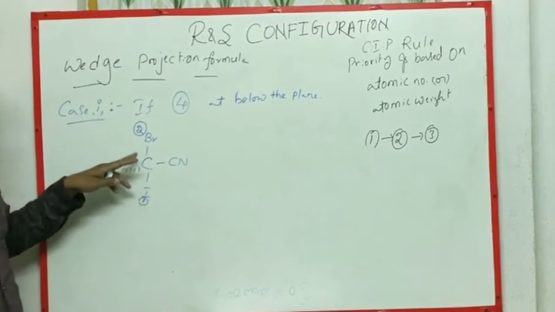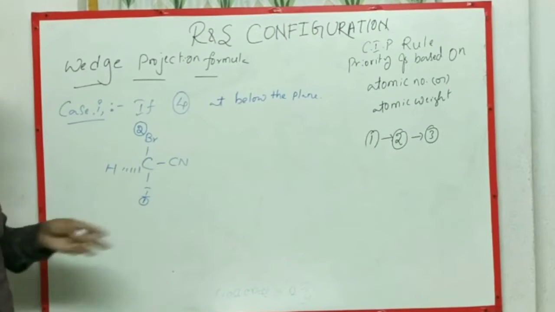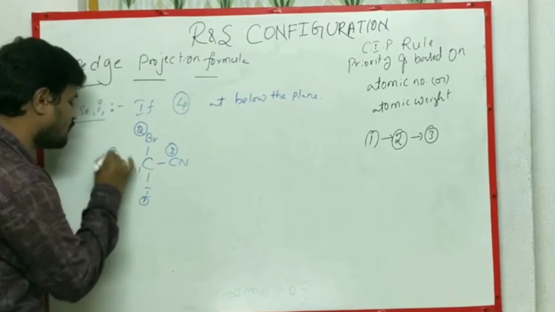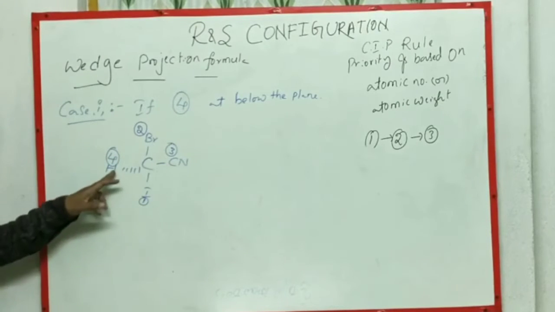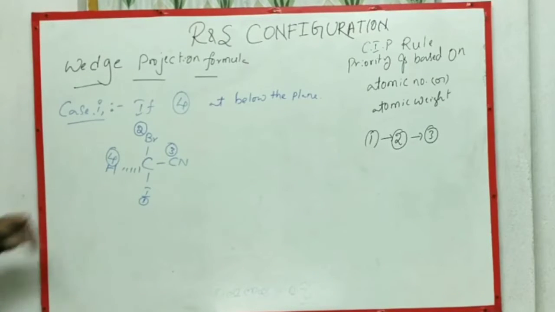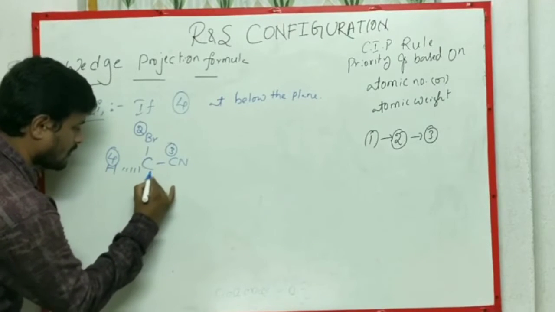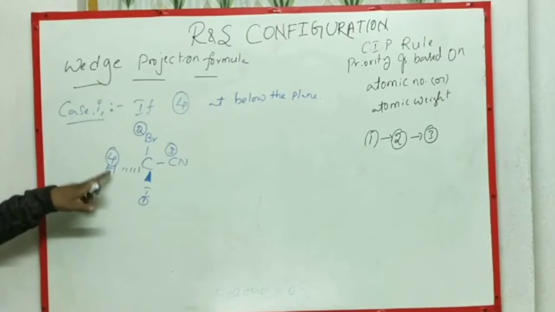The next highest atomic number is bromine, and the next highest atomic number is carbon. Then it is the third priority. It is the fourth priority. In this case, the fourth priority is below the plane. Iodine is above the plane. And here the fourth priority is below the plane.